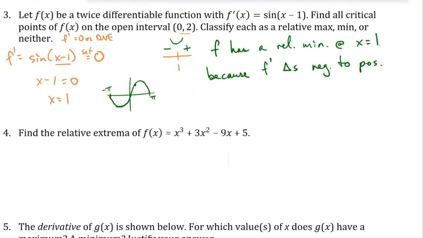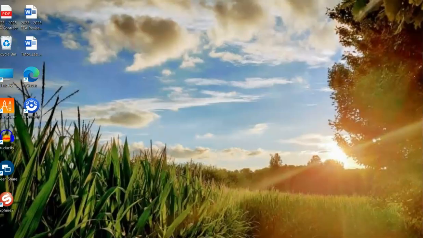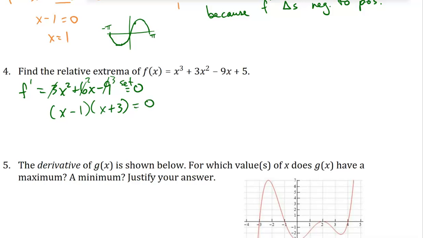Okay. Number 4, find relative extrema. Once again, we are looking for places where the derivative changes signs. Extrema means max and min, so we're looking for both of those. So f prime is 3x squared plus 6x minus 9. Setting this equal to 0, I'm going to divide everything by 3 to make the factoring easier. So that's a 2, that's a 3, and that's gone. So I have x minus 1 times x plus 3 equals 0. So x equals 1 and negative 3. Okay, so those are our critical points.